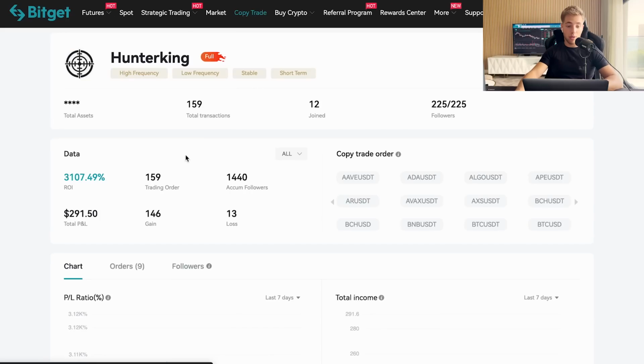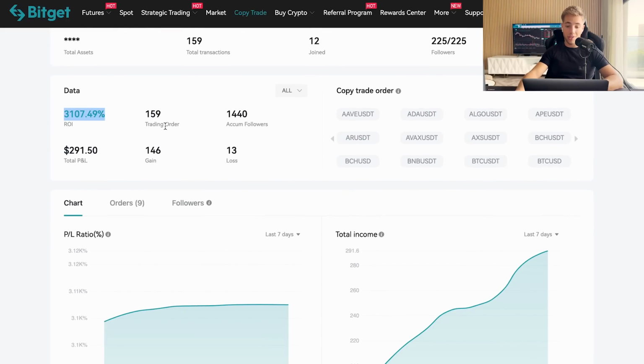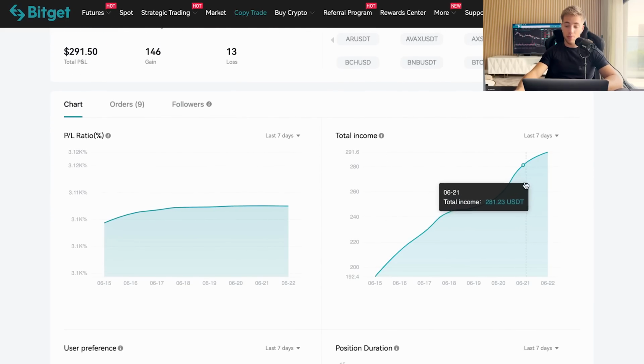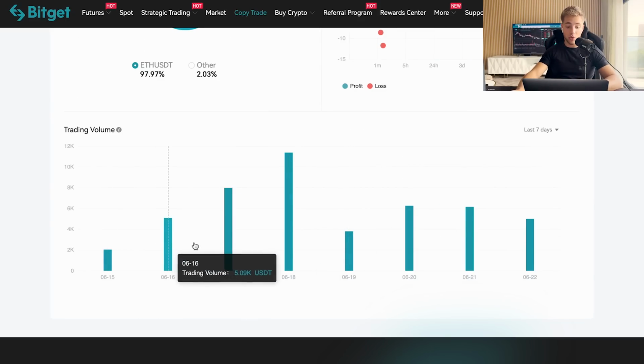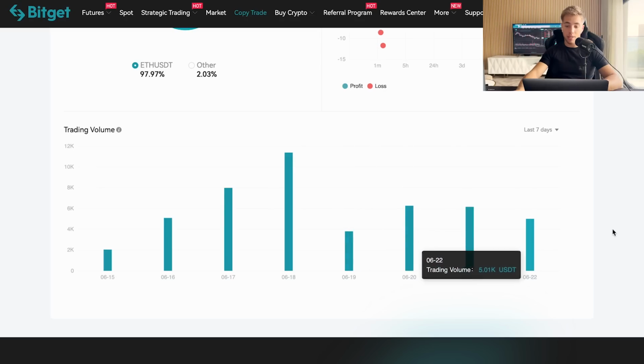For example, you click on some trader and you can see all the data here. You can see the total income in the last 7 days. You can see the trading volume. For example, here the trading volume isn't so big, so I wouldn't risk a lot of money on this.